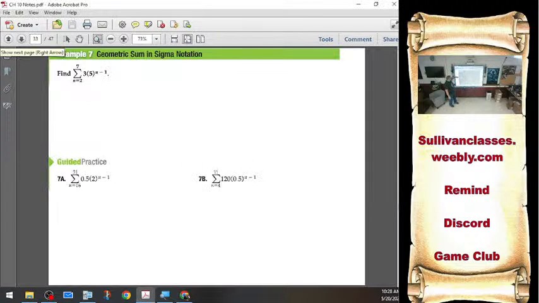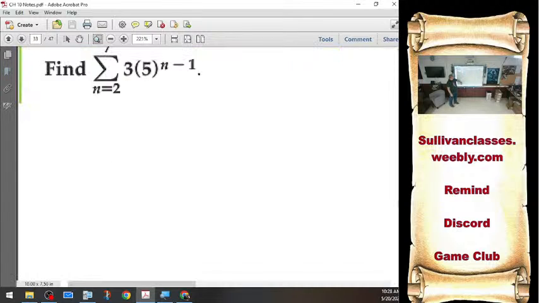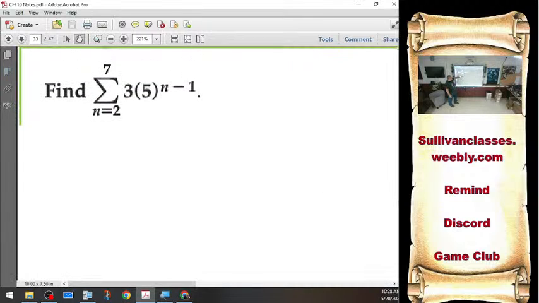Okay, finding them in sigma notation. Just like with our arithmetic series, you can decide to either do the donut thing or just pretend that that's your first term. Your choice. If this starts at 1 instead of something else, remember this is r and this is a sub 1, because that's the form of it. A sub n is a sub 1 times r to the n minus 1. That's the form of it.